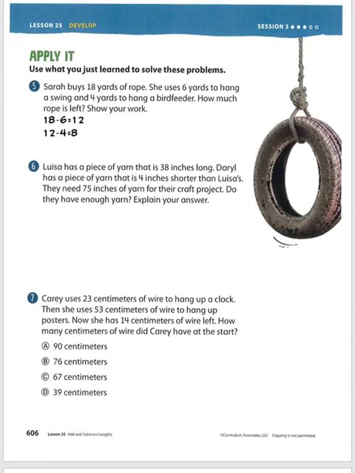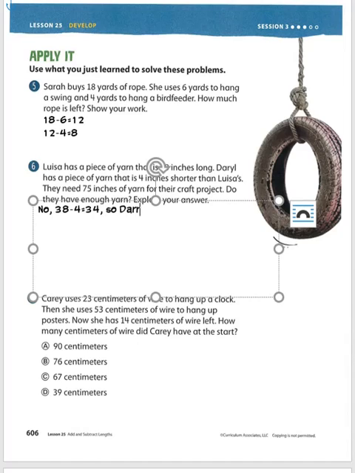Louisa has a piece of yarn that is 38 inches long. Daryl has a piece of yarn that is 4 inches shorter than Louisa's. They need 75 inches of yarn for their craft project. Do they have enough yarn? Explain your answer. Nope, they don't. 38 minus 4 is equal to 34. So Daryl has 34 inches of yarn.